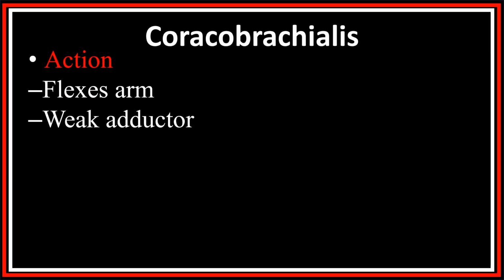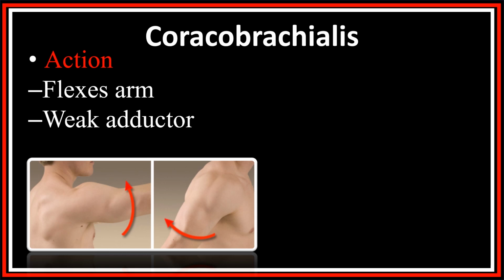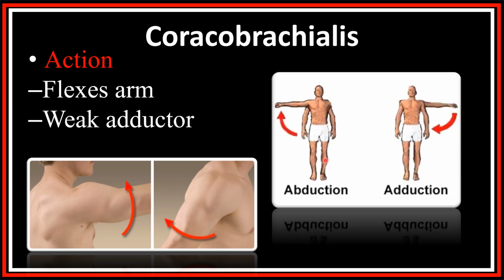The action of this muscle is flexion. It flexes the arm. And it is also a weak adductor of the arm. Remember, it's medially located, so it's able to carry out the function of adduction. The coracobrachialis flexes the arm. This is flexion of the arm, and it also adducts the arm, and this is adduction of the arm.